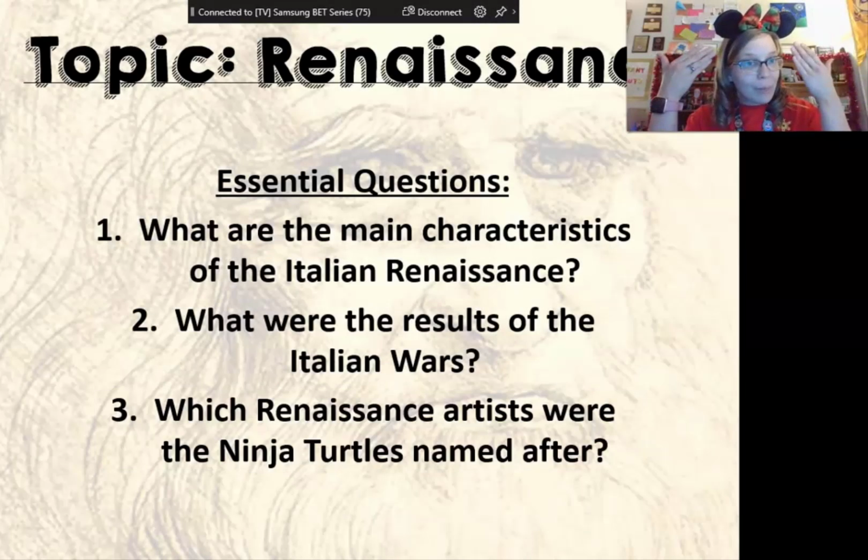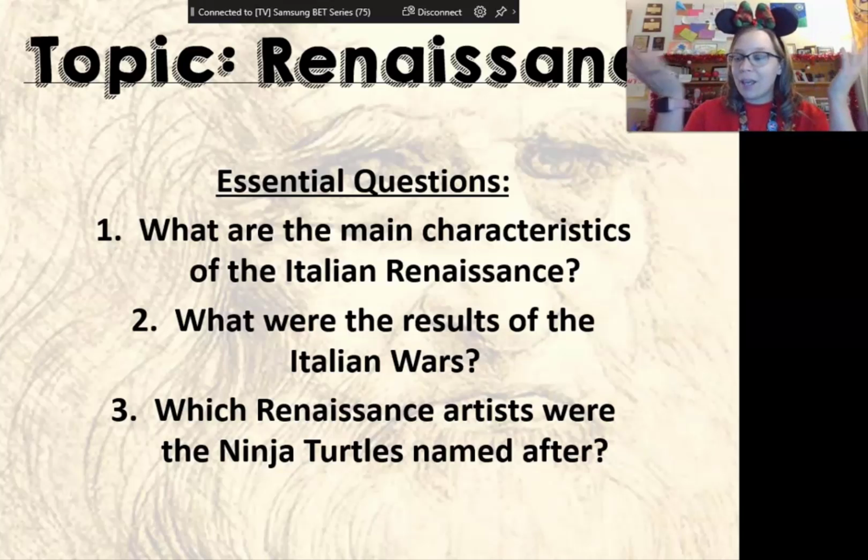Also, if you're wondering why I'm wearing Mickey Mouse ears, it's because today is Christmas vacation dress-up day, so I am a Disney tourist. So I thought, why not? It's Christmas. It'll be fun.